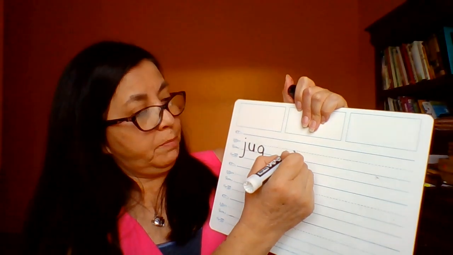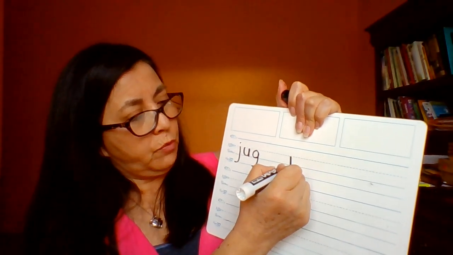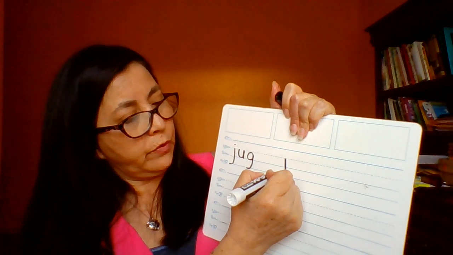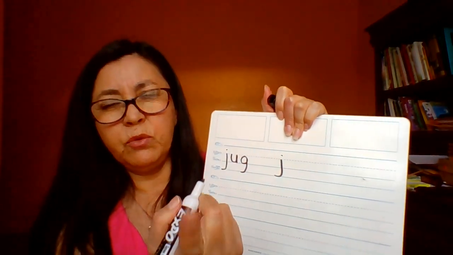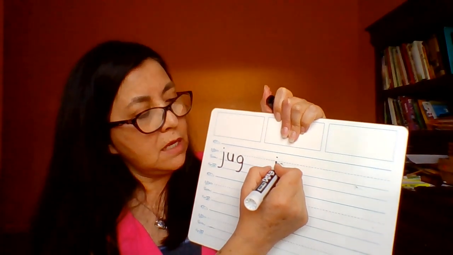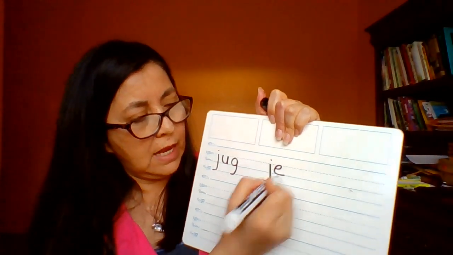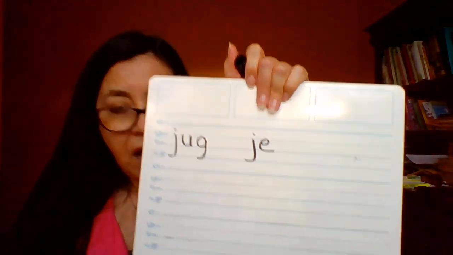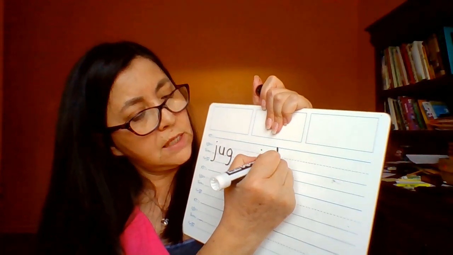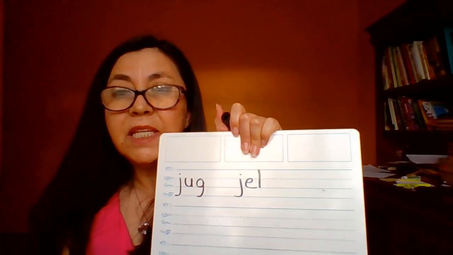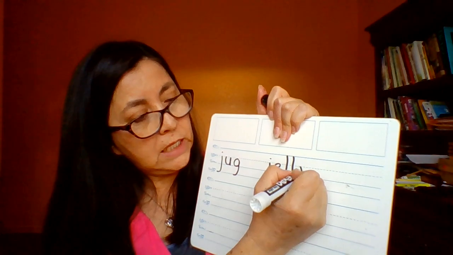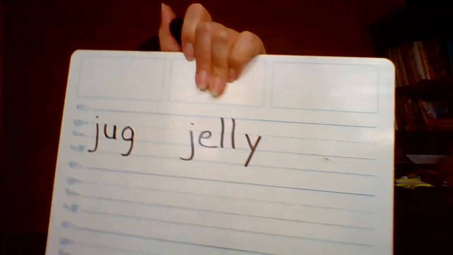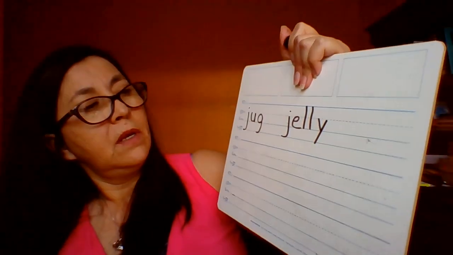Jelly. So start on the plain line, go all the way to the warm line, curve, and write J. What letter do I write? E has two sounds. J, E, L. I hear L. This one has two L's. Jelly. Jelly. Do you know another one?